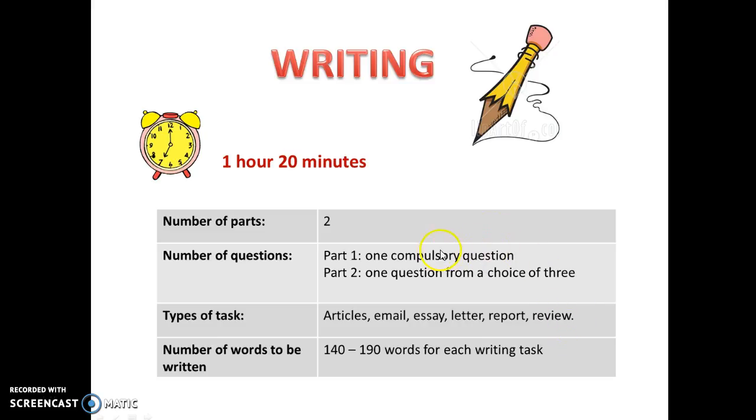Paper number 2 is writing, and you will have 1 hour and 20 minutes to complete all the tasks. You have 2 parts, that is, you have 2 tasks to complete. The first task is 1 question, which is compulsory, and you will have to write an essay. In part number 2, you will have to choose from 3 choices.